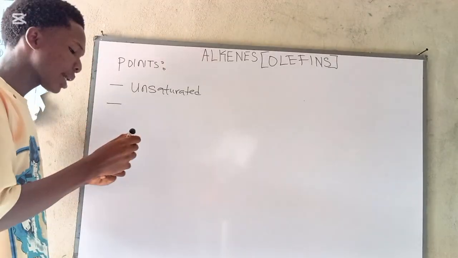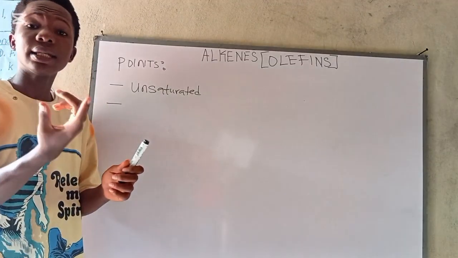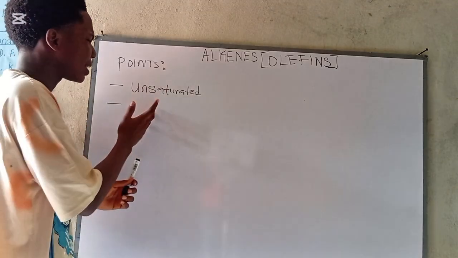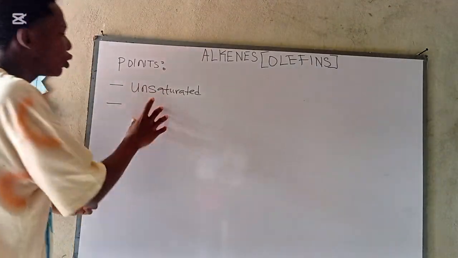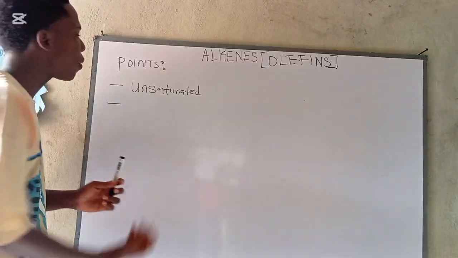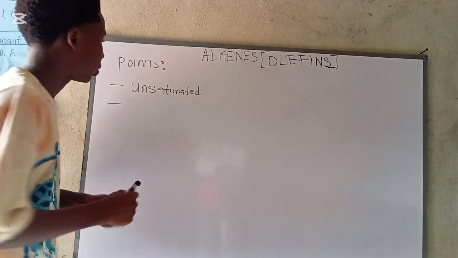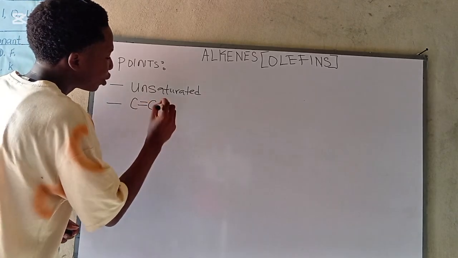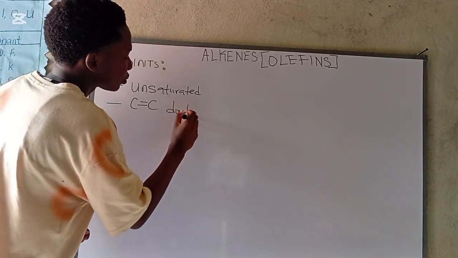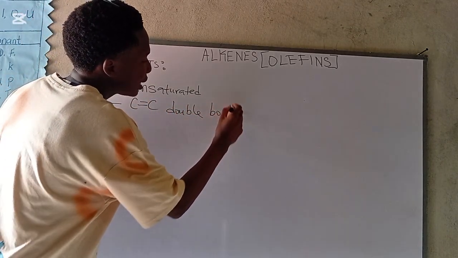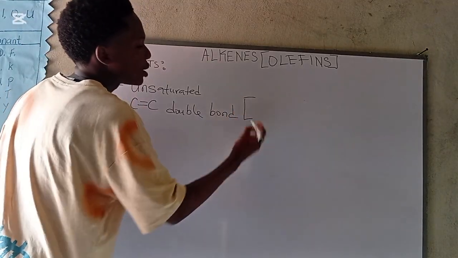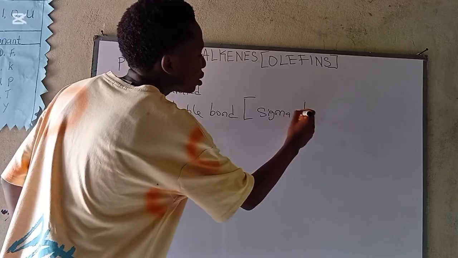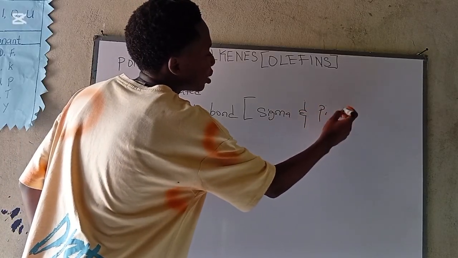Now, the second point we have to note is that these alkenes have what? Double bond. In the alkanes, we have a single bond, which is a sigma bond. But these guys have a double bond. Now, this double bond does not comprise two sigma bonds. It comprises what? A sigma bond and a pi bond. So now let's write it. Double bond, carbon to carbon double bond. Now this double bond, we know that it has a sigma and what? Pi bond.